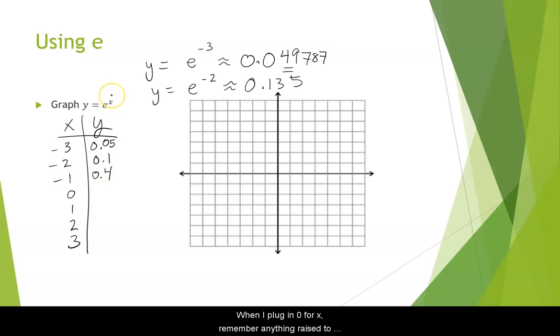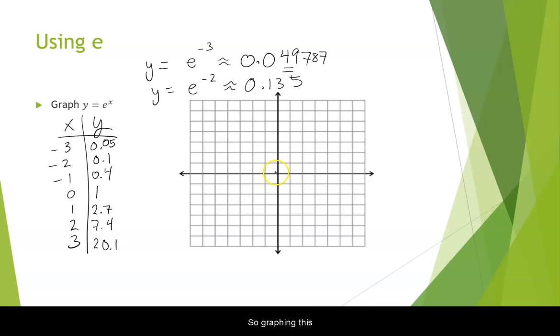When I plug in 0 for x, remember anything raised to the 0 power just equals 1. When I plug in 1 for x, that's e to the 1st power, which is going to be that 2.71828. So I'm going to round that to 2.7. When we plug in 2, I end up with approximately 7.4. When I plug in 3, I end up with approximately 20.1.